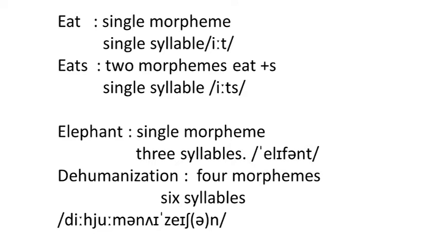Elephant is a single morpheme. But how many syllables are there in the word elephant? That's right, 3 syllables. Now, if you look at the word dehumanization, it has 4 morphemes.